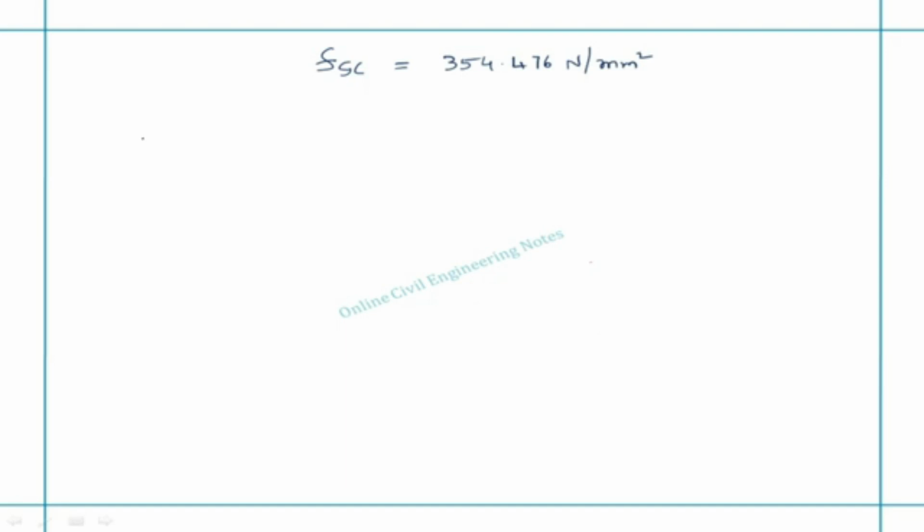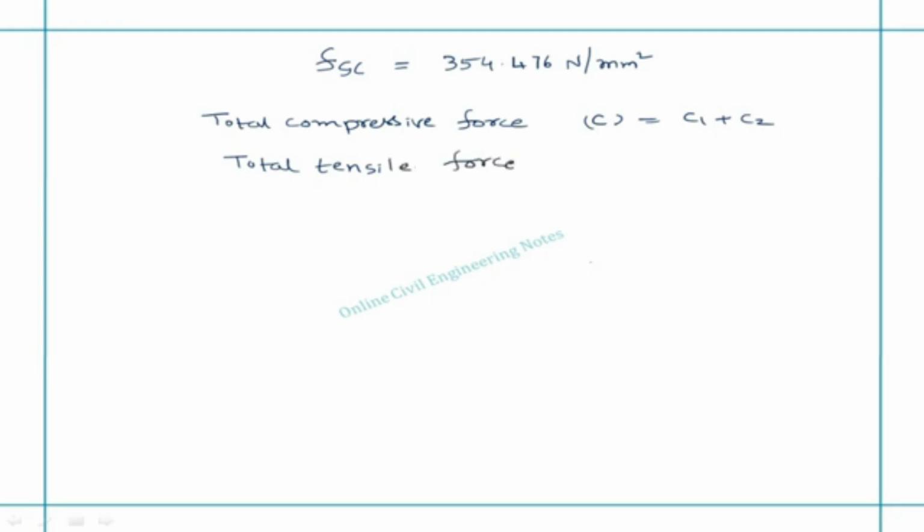Now calculate the depth of the neutral axis by equating the total compression force to the total tensile force. Total compressive force C is equal to C1 plus C2, where C1 is the compressive force due to the limiting section, C2 is the compressive force due to the imaginary section. Total tensile force T is equal to 0.87 times fy into AST.